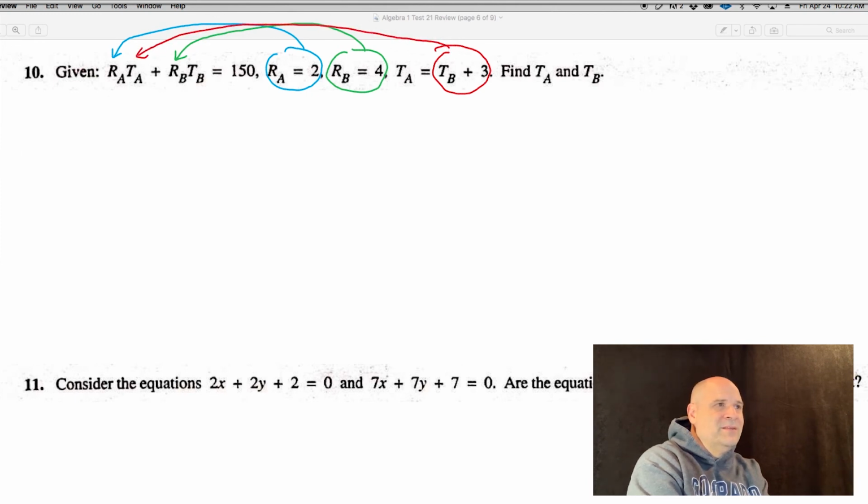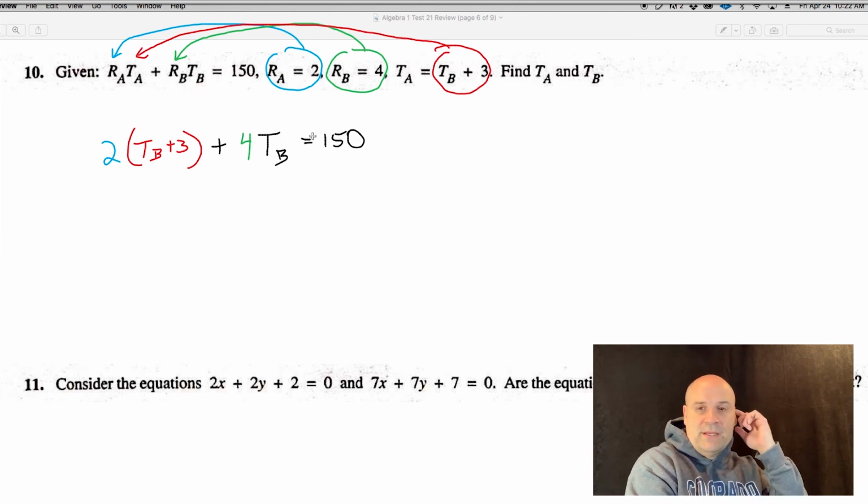All right, let's rewrite this equation. This is like our mother equation, and we're replacing it with values that we know. RA is 2. TA is TB plus 3. Don't forget parentheses, because otherwise you'd just be multiplying 2 times TB. You want to multiply it by all of TA. Plus RB, which is 4. And TB we don't know. We don't have something that says TB, so we're just going to leave it. Equals 150. All we did was rewrite that equation.